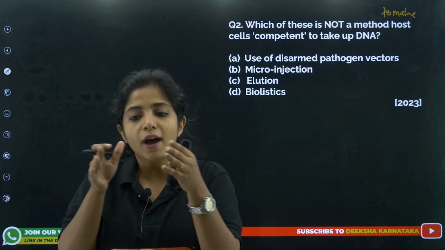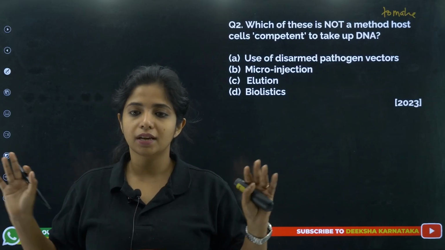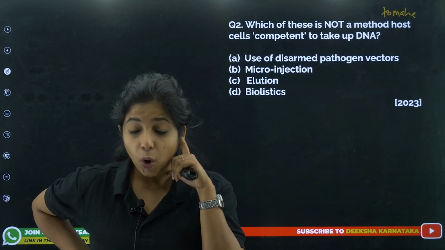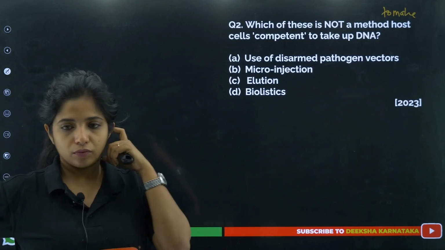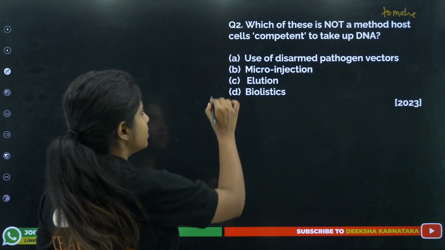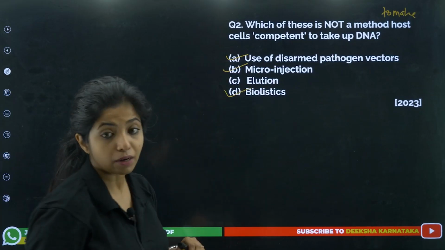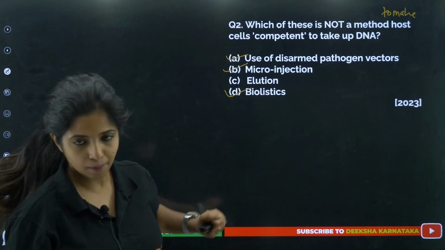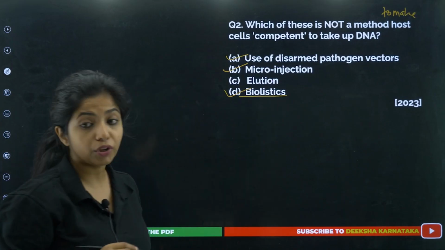For example, now the host cell has the gene of interest. That means it is finally a competent one. Fine. Now, what all other methods are being used over here? Let's start with this. So biolistic, or gene gun.